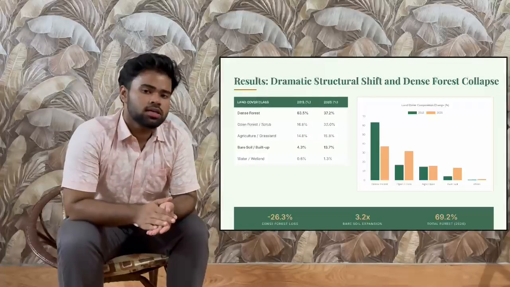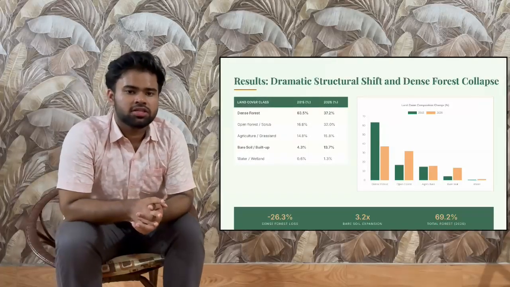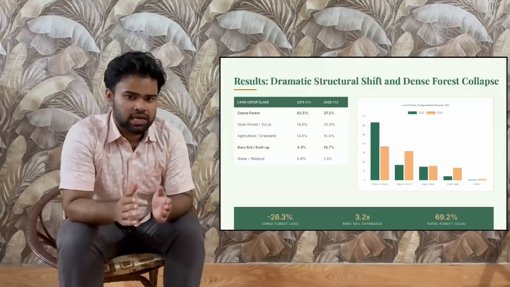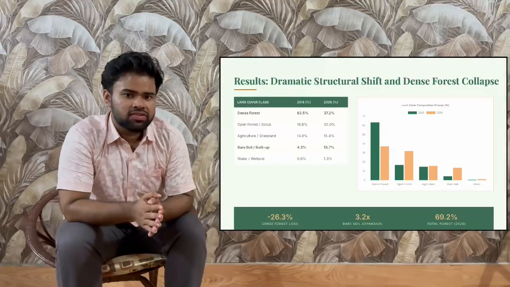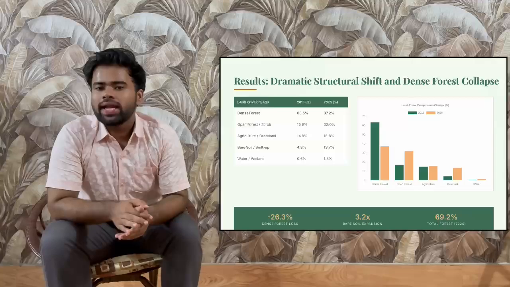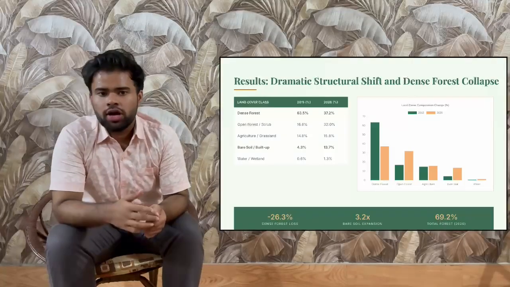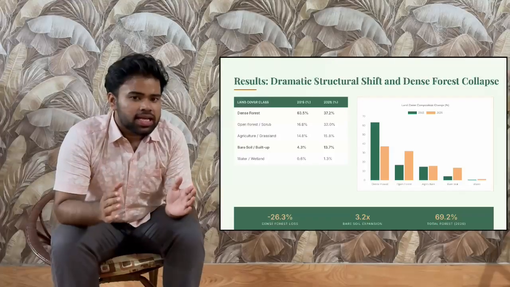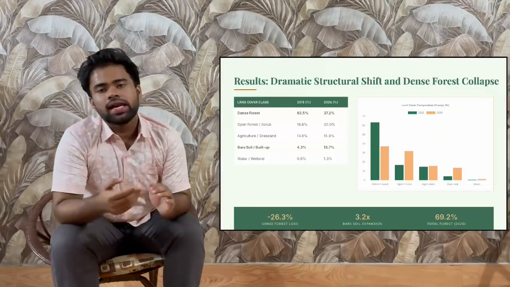Now coming to the results, forest decline and fragmentation. Our results show a major structural shift in the landscape. Dense forests declined significantly by 2026, while open forest, bare soil, and built-up areas increased. Overall, the landscape became more fragmented and less green over time.